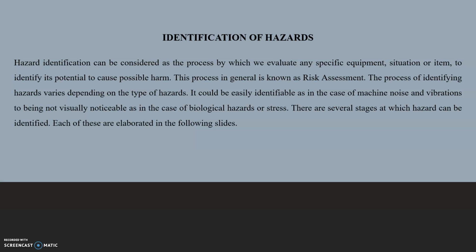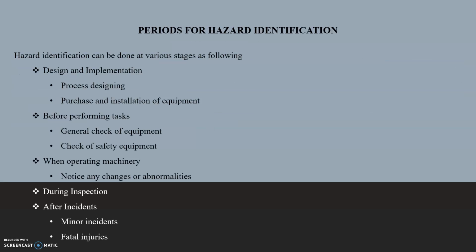There are several stages for identification of hazards. The next slide explains all these stages. The hazard identification can be done at various periods depending on the situation that we are in. First and foremost, hazard identification can be done at very early stages of designing and implementation. Depending on the possible hazards, the process can be designed to avoid them, and appropriate machinery with proper safeguards can be purchased.